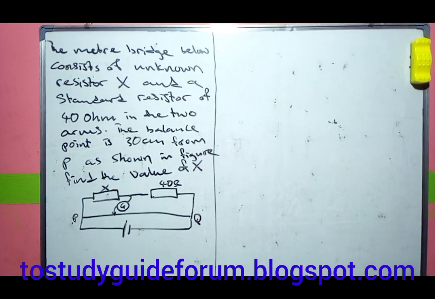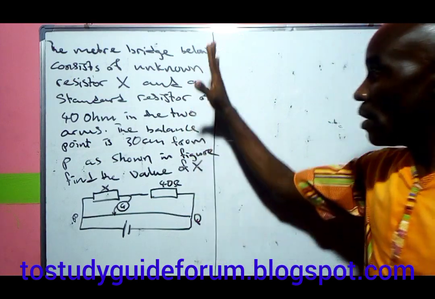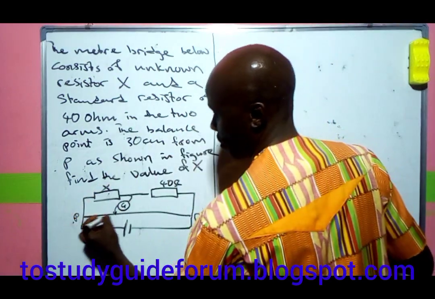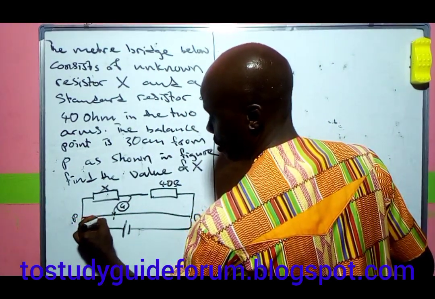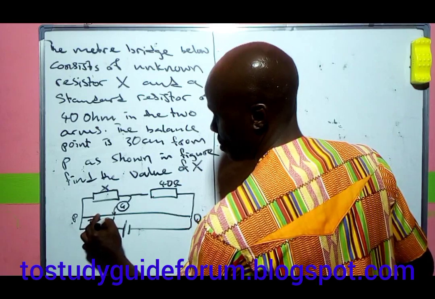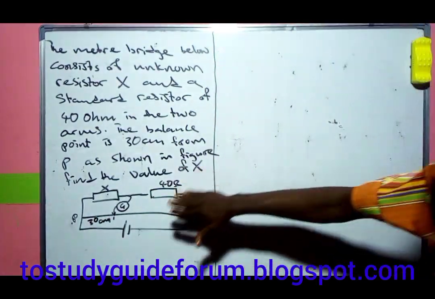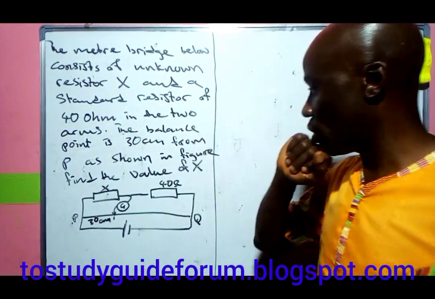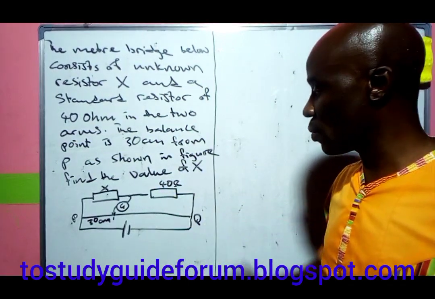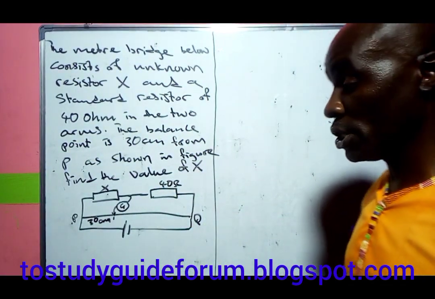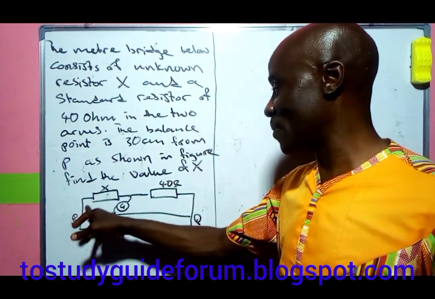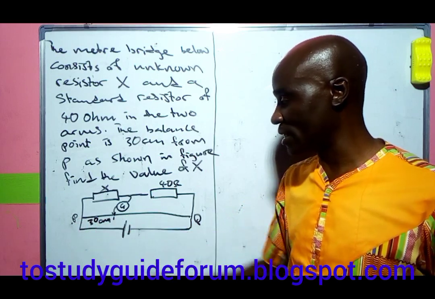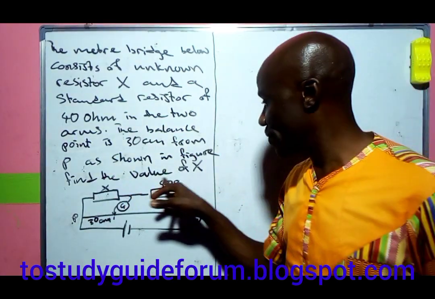Now let's look at the question we have here. The balance point is 30 cm. This is a meter bridge. X is the unknown. This is the standard resistor, which is known to be 40 ohms. The balance point from P to that end is 30 cm. The question says find the value of X.